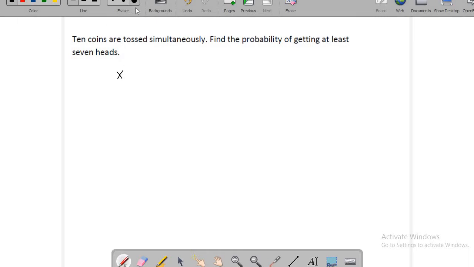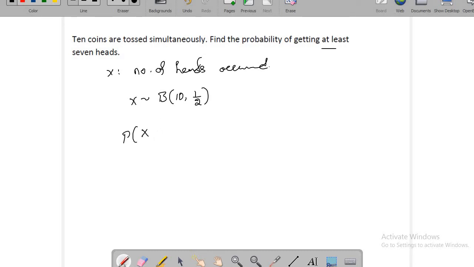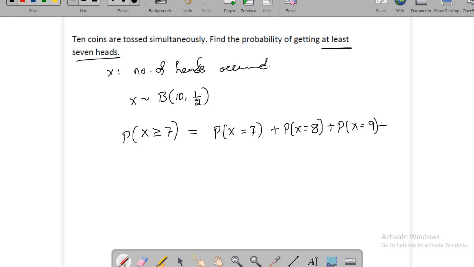So now you can define your random experiment, and you can define your random variable. Random variable is the number of heads appeared. So now we can clearly see that X follows binomial distribution with parameters 10 and the probability of success 1/2. Now what they're asking is the probability that X, getting at least 7 heads. It means probability that X greater than or equal to 7. And you know how to answer it. So probability that X equal to 7 plus probability that X equal to 8 plus probability that X is equal to 9 plus probability that X equal to 10. I hope you know how to compute them, right? So I'm leaving it to you.